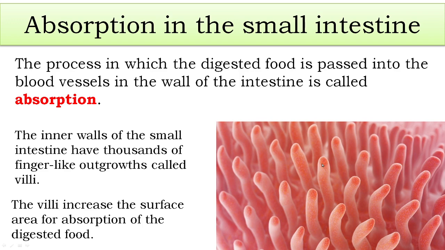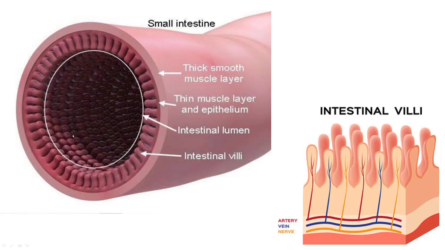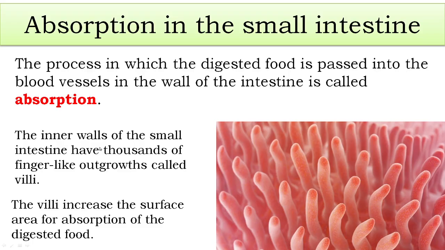By increasing the surface area of the small intestine, the villi help absorb more of the digested food. Inside the villi there are blood vessels. All the digested food materials will be passed on to the blood vessels, and the blood vessels carry them onward. So this is called as absorption.